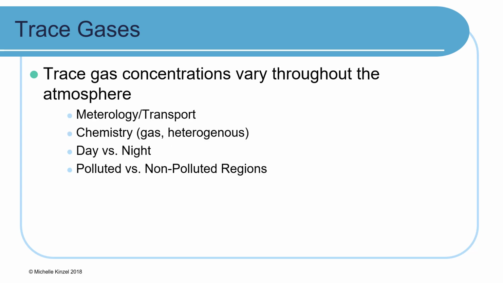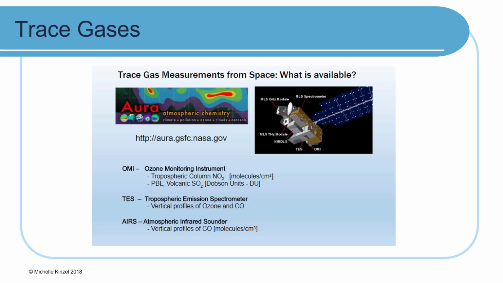But we do know trace gas concentrations vary throughout the atmosphere. This is important for meteorology or transport studies, the general chemistry of our Earth, day versus night comparisons, and polluted versus non-polluted regions. Here's an example of some trace gas measurements from space, just a few that are available: ozone, tropospheric, and atmospheric applications.